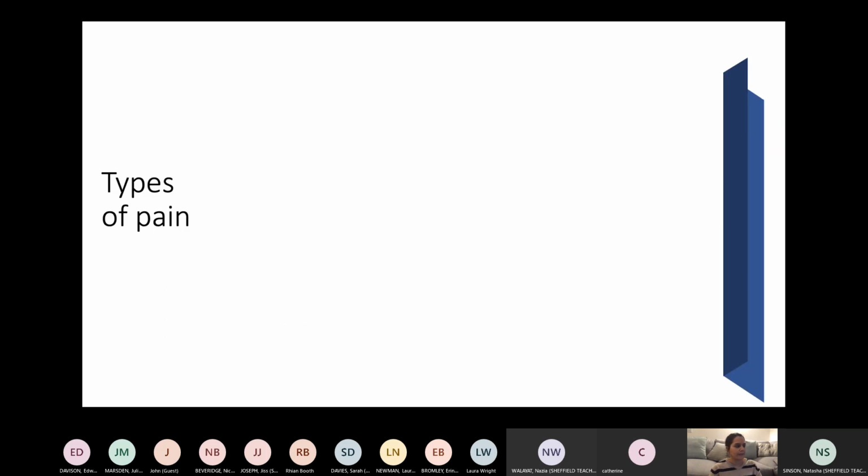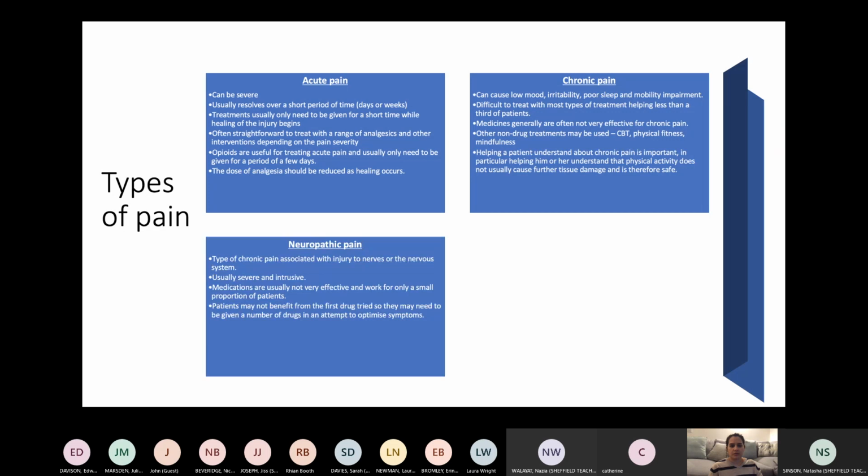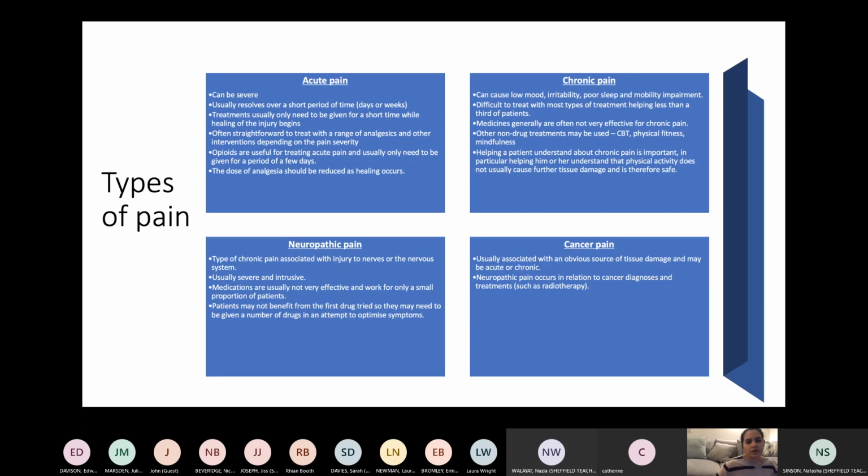that can occur. So a little bit of types of pain, which I'm sure probably all of you are aware of. So it's just thinking about how they may differ. So in particular, acute pain can be severe. It's normally short-lived and can be sometimes fairly straightforward to treat, because you start with your simple analgesics and potentially work your way up.